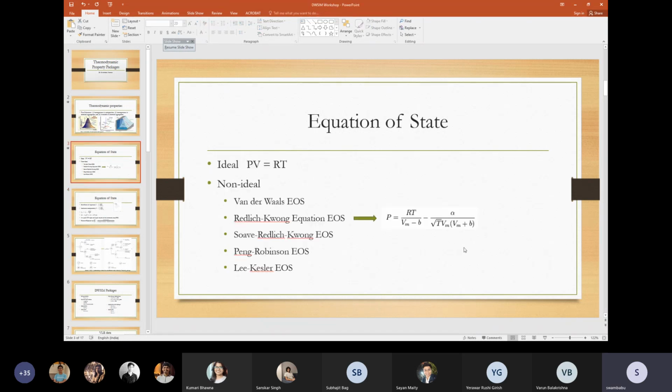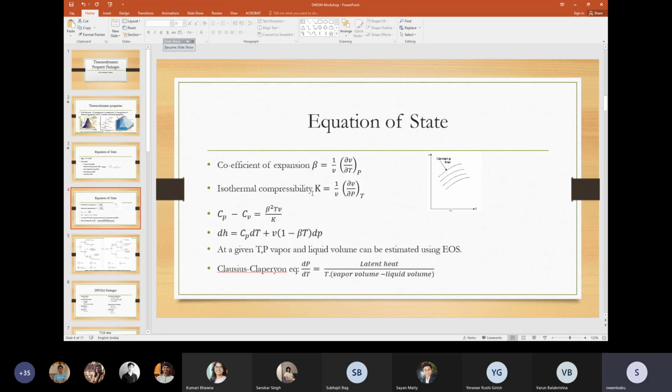So we have this equation, and I can get the partial derivative. Then I can express the compressibility in terms of two variables. And from this beta and kappa, we can find out Cp minus Cv. Then we can find the change in enthalpy, delta H, from Cp dT, volume, temperature, and P. Again, everything is expressed in terms of pressure, temperature, and volume. Even the latent heat, which is a derivative with respect to vapor volume and liquid volume.